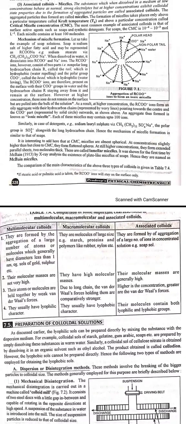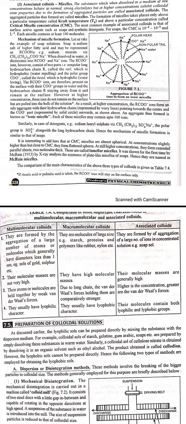An aggregate thus formed is known as ionic micelle. Each of these micelles may contain up to 100 ions. Similarly, in case of detergents, for example sodium lauryl sulfate, CH3(CH2)11SO4- Na+, the polar group is SO4 2- along with the long hydrocarbon chain. Hence, the mechanism of micelle formation is similar to that of soaps.